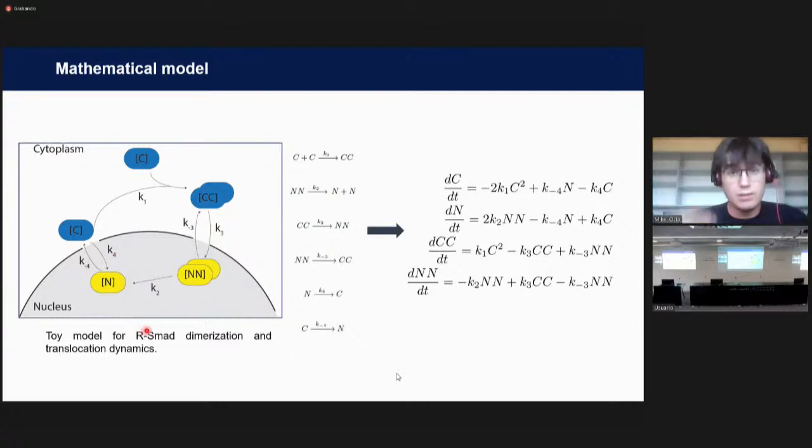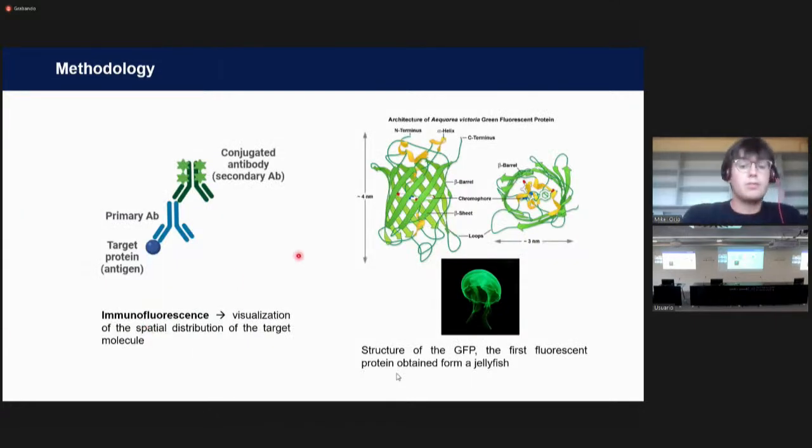To check the validity of this model, we need to study the spatial distribution of the protein of interest, and I'm going to briefly explain a couple of techniques that we can use for that aim. So first of all, we have immunofluorescence, which is a very usual technique in biochemistry, which consists of labeling the protein of interest with a fluorophore that is excited at a determined wavelength.